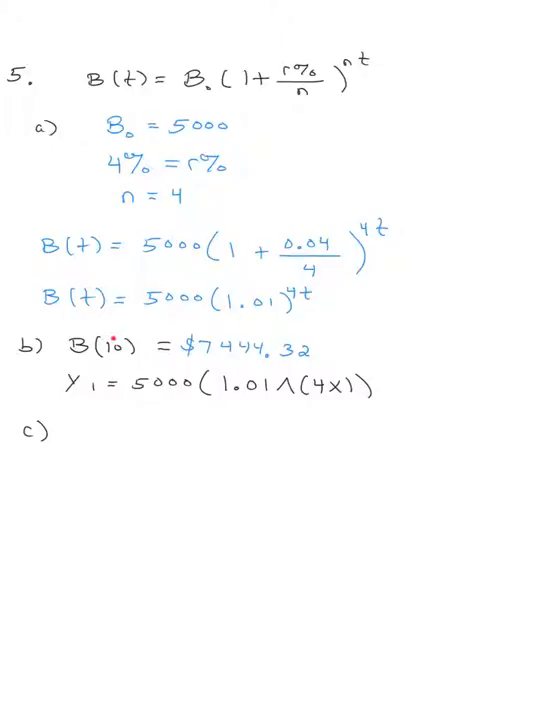The last portion of this question is, once you have a formula, you can determine the balance after any amount of time, but what if you'd like to work backwards? That is, if I give you a balance, can you tell me the amount of time that it takes to achieve this value? I'm asking, how long does it take this account to triple in value? Using your formula, you're asking, when is B of t going to be equal to $15,000? That's what we get if we triple $5,000.